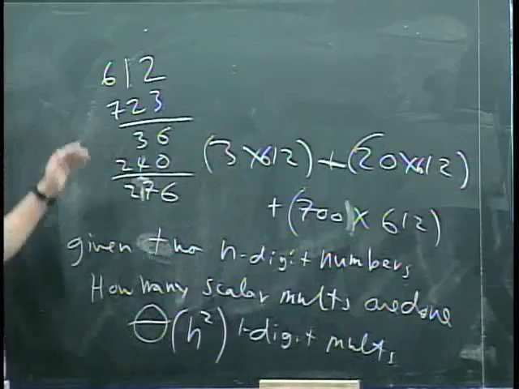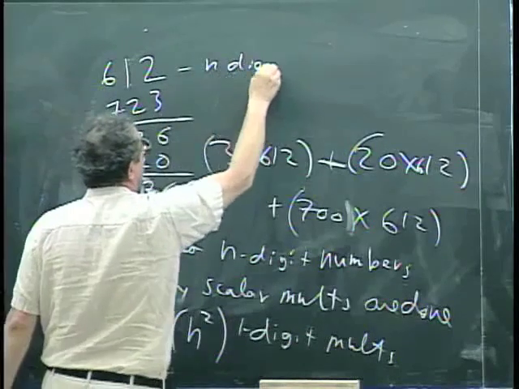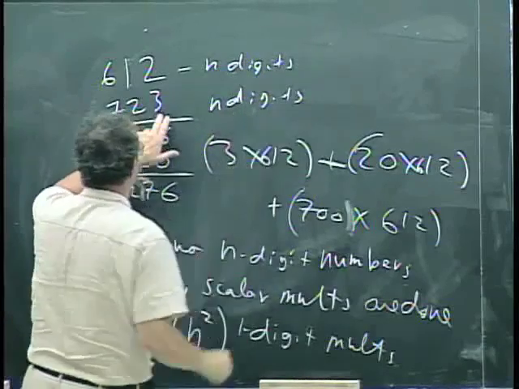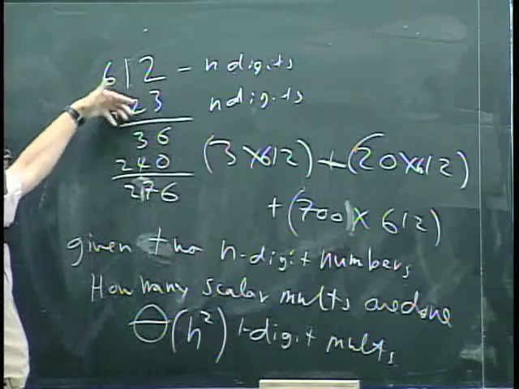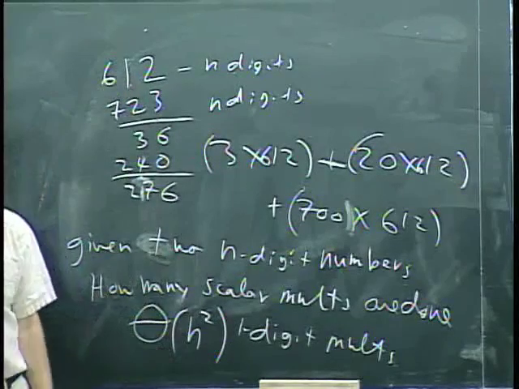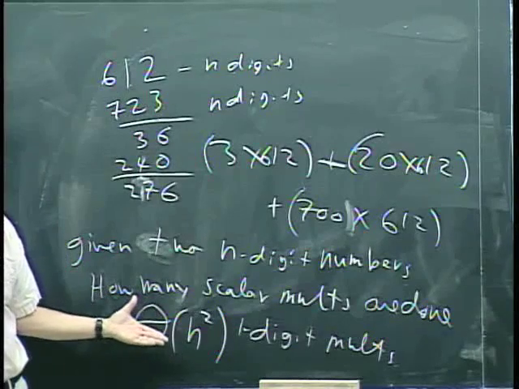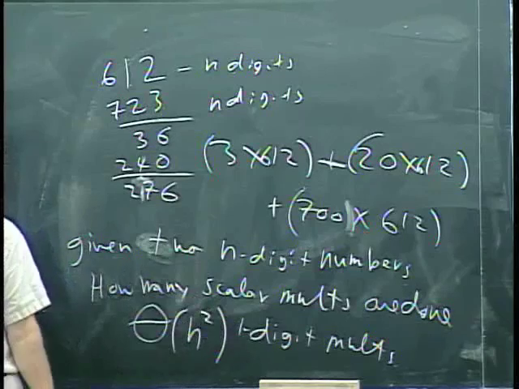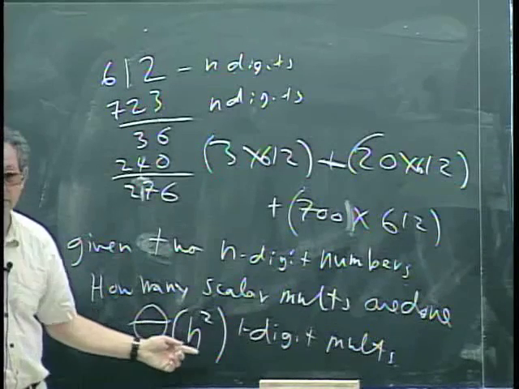Okay, so each number is n digits long. Each digit here is multiplied by each digit there, and so we see there's n times n, or n squared, and it's exactly n squared. I mean, we get theta, not just big O. So theta of n squared one-digit multiplications. Can we do better?